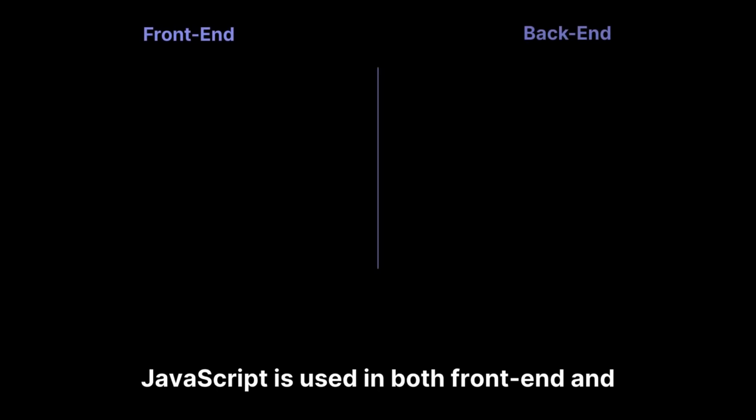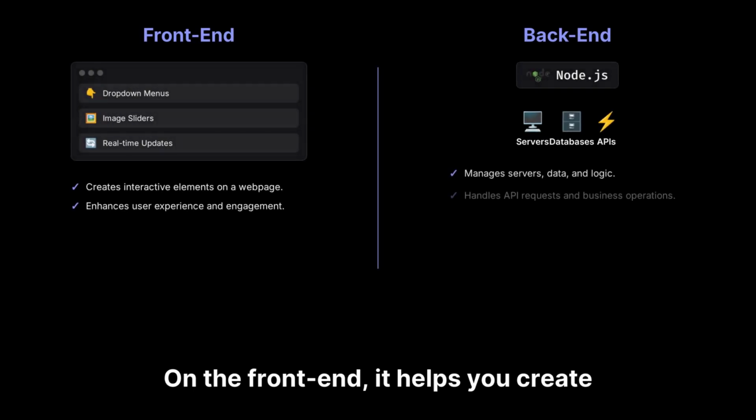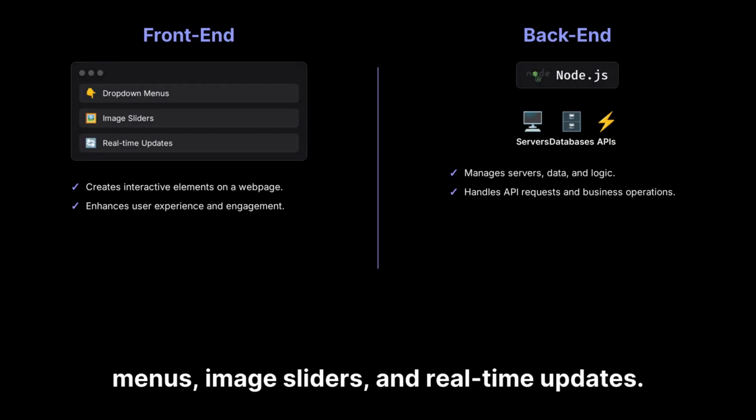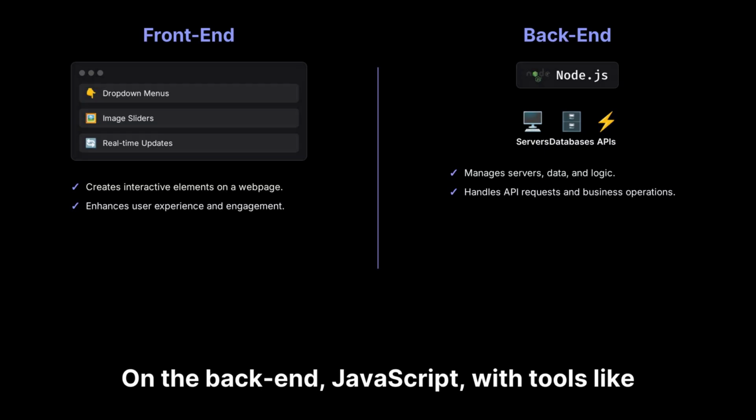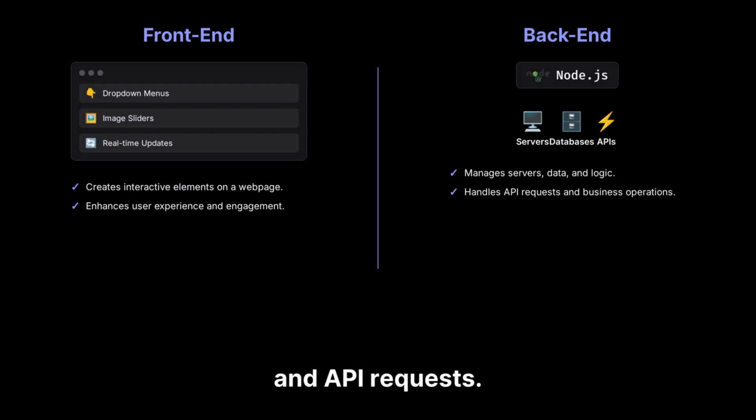JavaScript is used in both front-end and back-end development. On the front end, it helps you create interactive elements on a web page, like drop-down menus, image sliders, and real-time updates. On the back end, JavaScript, with tools like Node.js, allows you to manage servers, databases, and API requests.